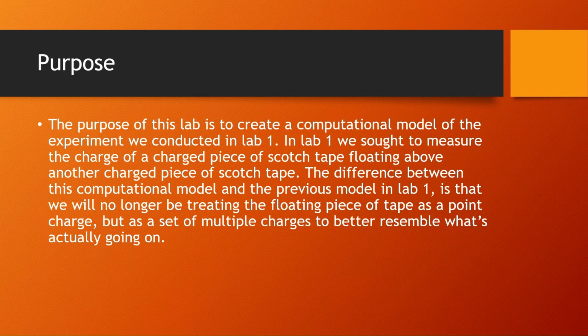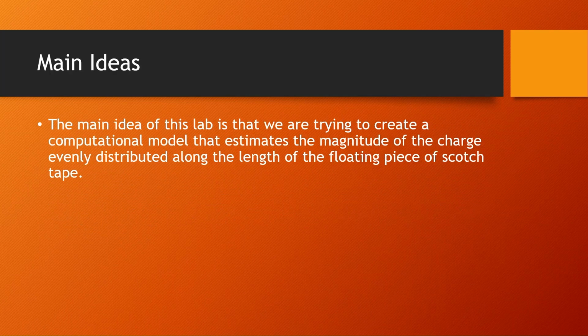Purpose. The purpose of this lab is to create a computational model of the experiment we conducted in Lab 1. In Lab 1, we sought to measure the charge of a charged piece of Scotch tape floating above another charged piece of Scotch tape. The difference between this computational model and the previous model in Lab 1 is that we will no longer be treating the floating piece of Scotch tape as a point charge, but as a set of multiple charges to better resemble what's actually going on.